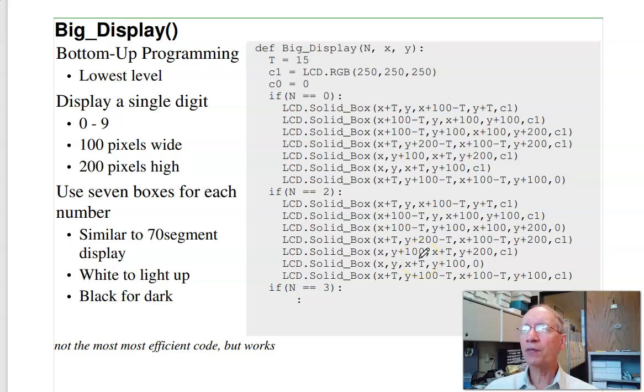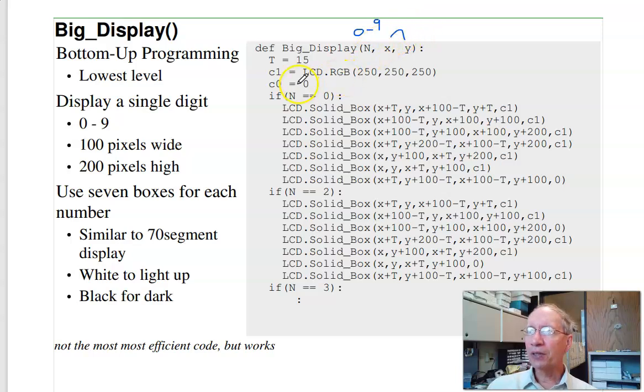So to do that, I'll first come up with a subroutine called Big Display. Completely original name. This isn't the world's most efficient coding, but it works. We're just trying to get this to run. So what I do is I pass the number, that's 0 through 9, a single digit, and its location on the screen, XY.